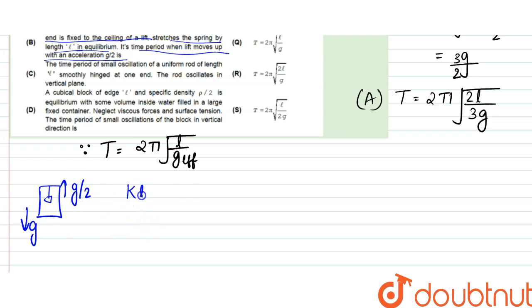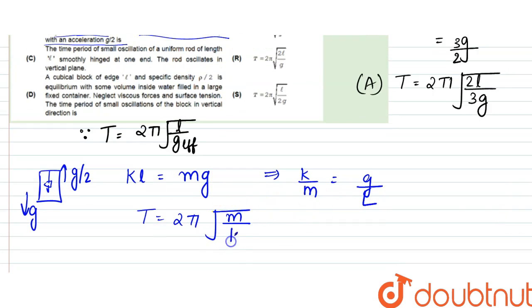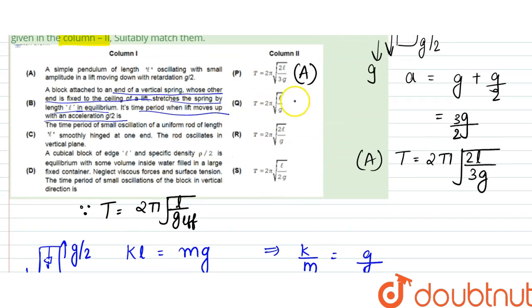Since KL would be equal to mg for this block, this implies that k by m would be equal to g by L. So we can write T equal to 2 pi root over m by k for this block, which is 2 pi root over L by g. So our answer would be 2 pi root over L by g. That is this one. This is for B itself.